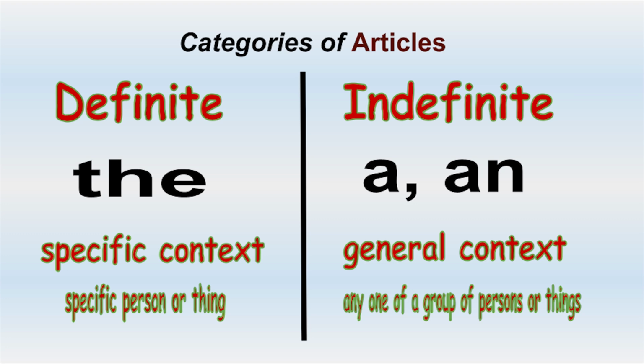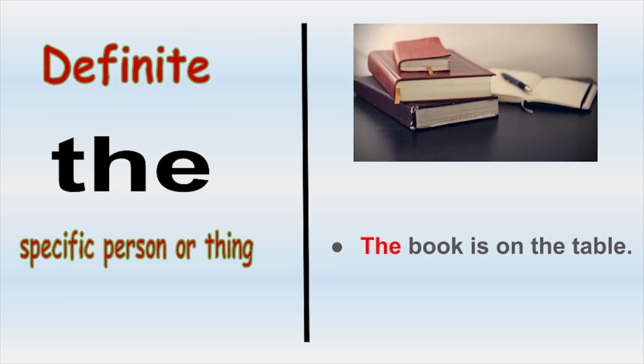Let's look at definite article the. If we say the book is on the table, we're pointing to a particular book on a particular table. Even though there may be several books on the table, we are referring to a specific book on the table because we know that book.